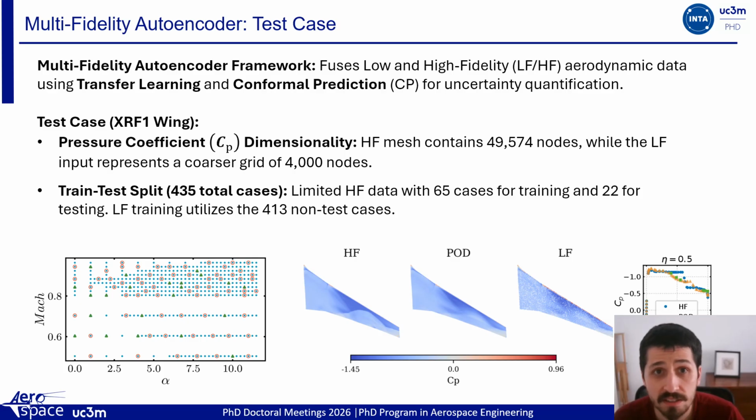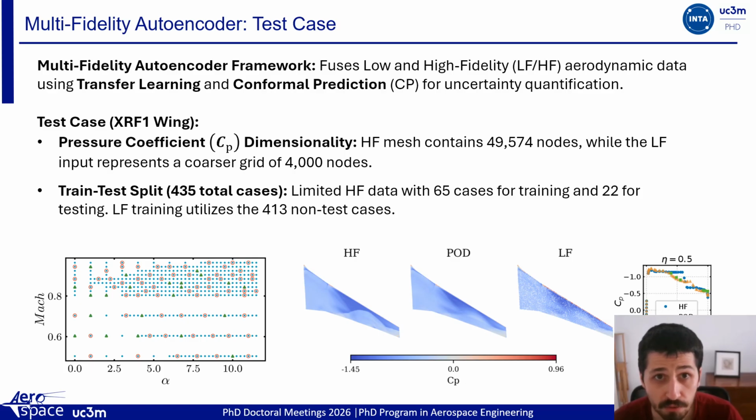In this case study, the high fidelity data come from RANS simulations with nearly 5,000 nodes. The low fidelity data is a degraded version of this dataset. To do this, we apply POD and keep only a small number of modes to reduce the fidelity, which smooths the pressure field and reduces the shock intensity. And we also reduce the mesh to 4,000 nodes.